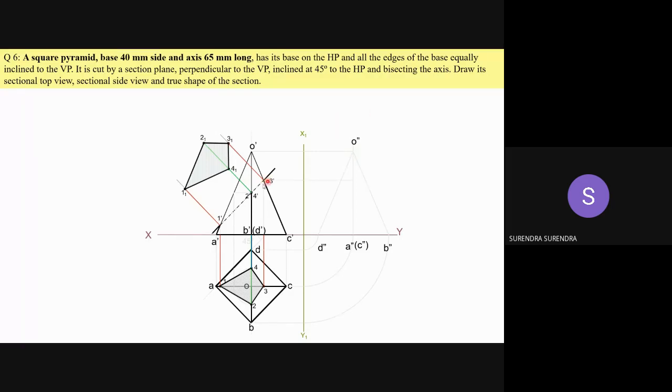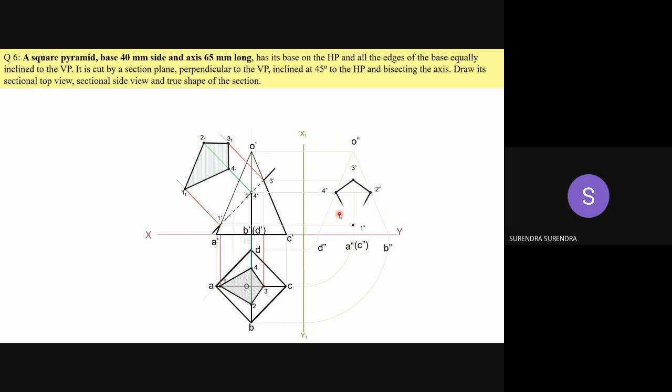Draw the projection from 3. Where is this 3 line? 3 is on OC, so project up to CO. Name this point 3 double dash. Then 2 and 4. Point 2 is on B dash O dash, and 4 dash is on D dash O dash. Similarly, 2 double dash on BO, and 4 double dash on DO. Next, 1 dash is on A dash O dash, so project 1 dash up to AO. Name this 1 double dash.